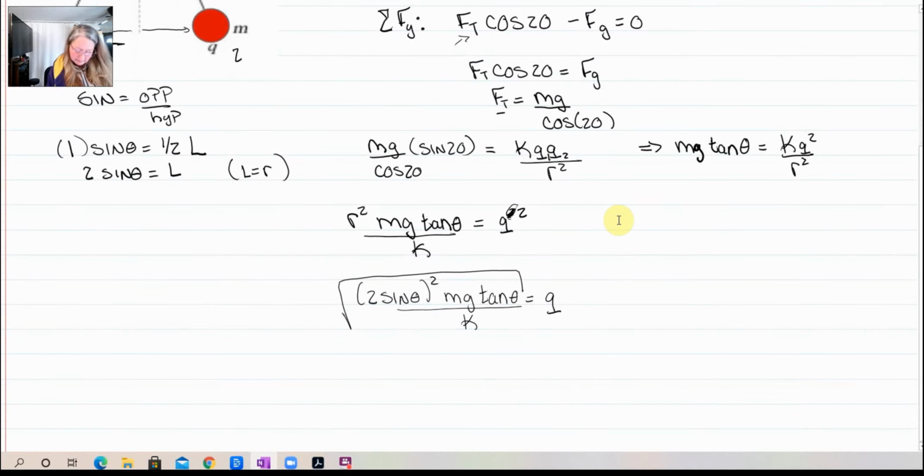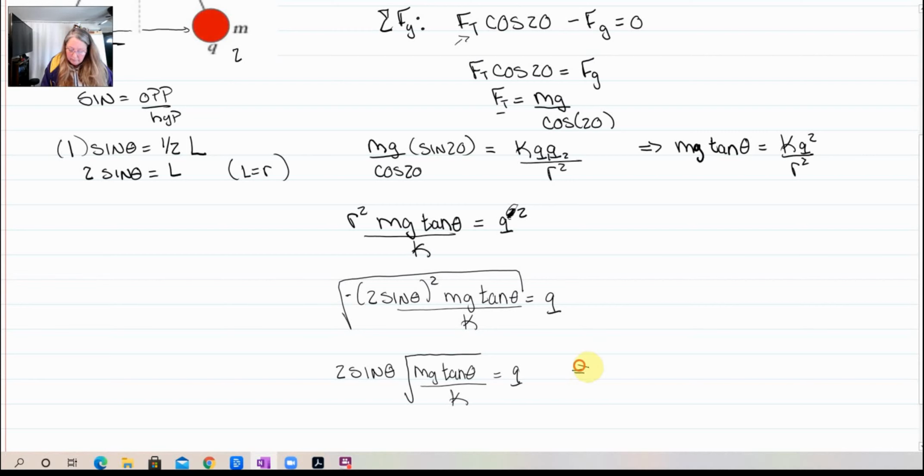Let's see, can I simplify this any more? I have this term that is squared, so I might as well just pull that out because the square root of a square is just itself. So 2 sine theta times the square root of mg tan theta divided by k will be q. And that's about as pretty as I can make that expression. It's pretty nice. Now I just need to put in my values.